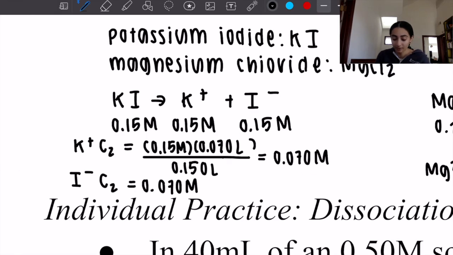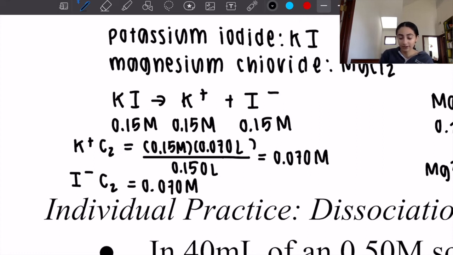Okay, so now if we go back and we want to calculate the final concentration of potassium, we can do C1 times V1 divided by V2. So we get 0.070 molarity, and because the initial concentration of iodine is the same, we can just write that the concentration of iodine is 0.070 molarity.